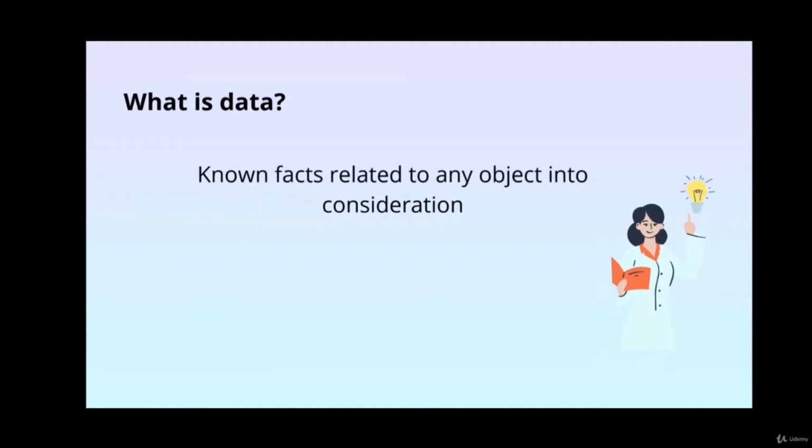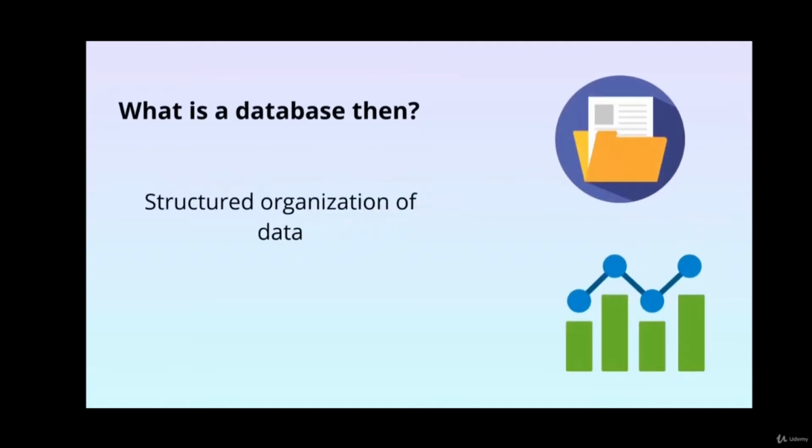But if I had to give a proper definition for it, then data are known facts related to any object under consideration. For example, your name, age, height, weight, etc. are some data related to you. But how is this data stored? Earlier, this data was stored in big file cabinets, but now we store it online in something called a database. So a database is nothing but a structured organization of data.